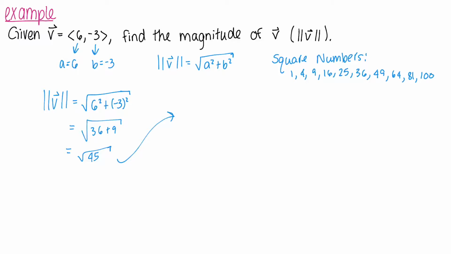I know that 9 divides 45, so I can rewrite the square root of 45 as the square root of 9 times 5. I can then distribute the radical over both of these. And then the square root of 9 is 3, so 3 square root 5. That is the magnitude of vector v.